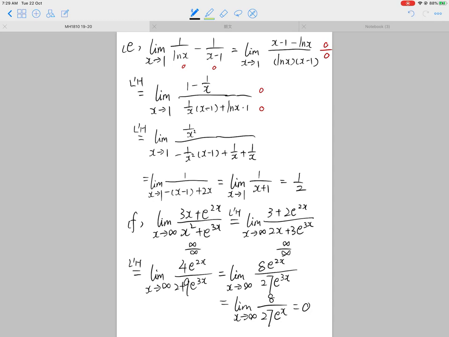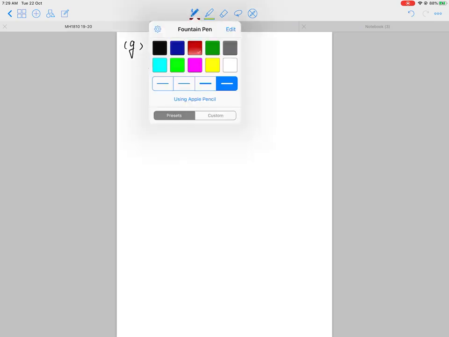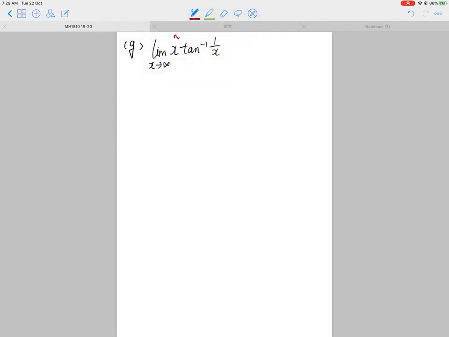So the result is 0. Okay. G: x tangent inverse 1 over x, x is approaching infinity. So again, when x is approaching infinity, this is approaching infinity, 1 over x is approaching 0, tangent inverse 0 is 0. So you don't know. So what do you do? Again, you change it to a fraction.